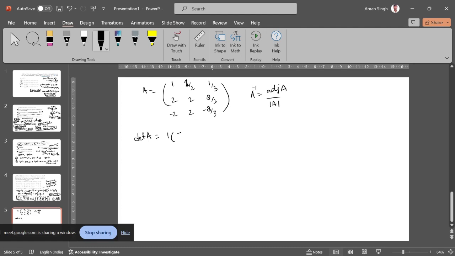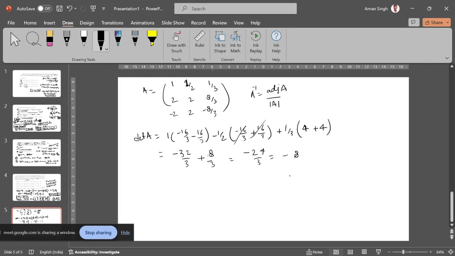1 times ... -16/3, -1/2, -16/3, +16/3, +1/3, 2 into 2 means 4, minus becomes plus, 2 into 2, 4. This is your determinant, because this is 0, the second term is not there. First one is minus minus, add it, so it will be 32/3, and here we have plus 4, 8/3, so it becomes -24/3. This is -8, so determinant is -8.